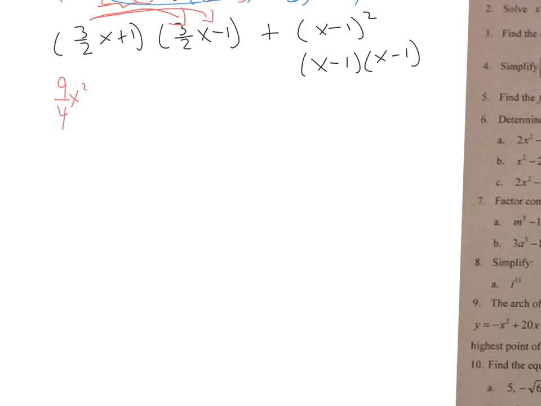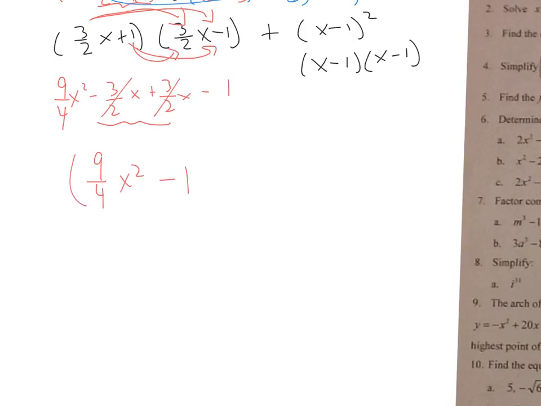3 halves times negative 1 is negative 3 halves x. 1 times 3 halves x is positive 3 halves x. And 1 times negative 1 is negative 1. So notice that these terms right here, they cancel out because they're opposites. So I have 9/4 x squared minus 1.